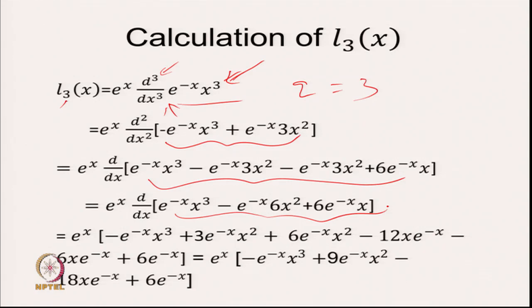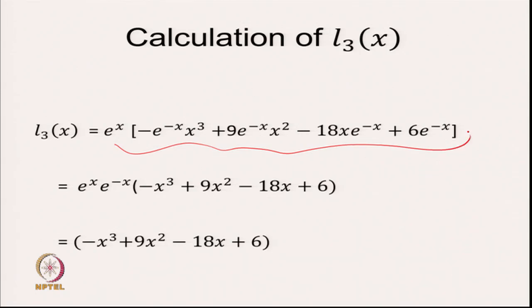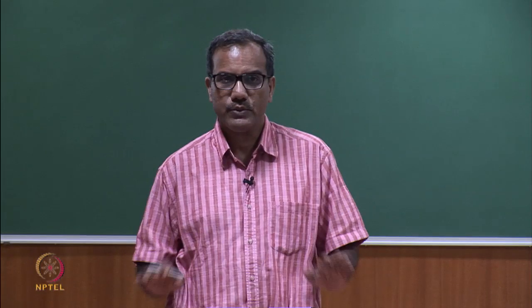So, when you do that, you will get this term, and finally, what you are going to get is this whole term. And if we take e to the minus x out, then you will get this term, and finally, L 3 x is this. So, L 3 x is minus x cube plus 9x square minus 18x plus 6. This is simple differential, a bit lengthy, but it is easy to do.